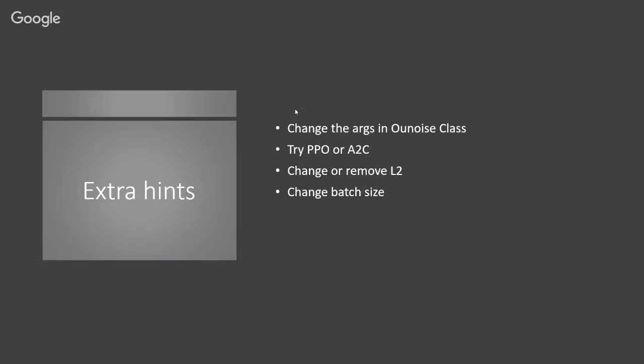Now, some hints. If you get started and you can't train it, change the args in the OU noise class and have a go at changing them quite a bit. Also, change or remove L2. I found that seemed to help sometimes. Changing the batch size can make a big difference in continuous control spaces. I found that with this one. And try some different algorithms.